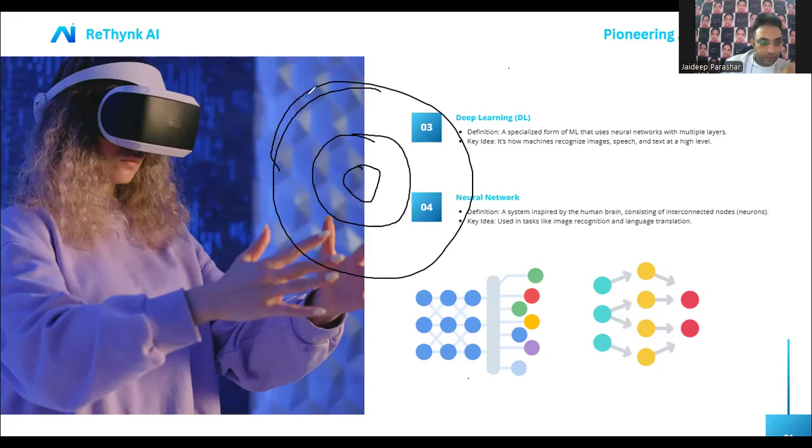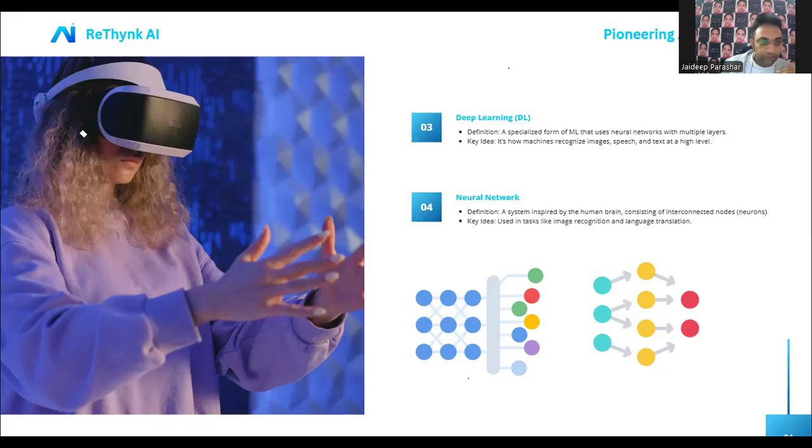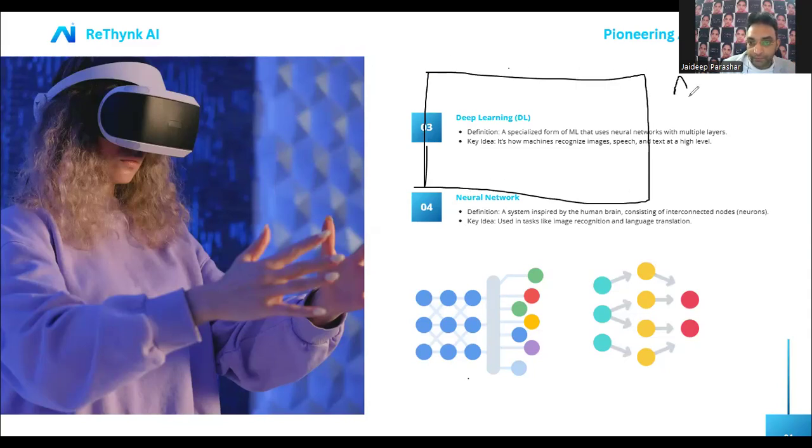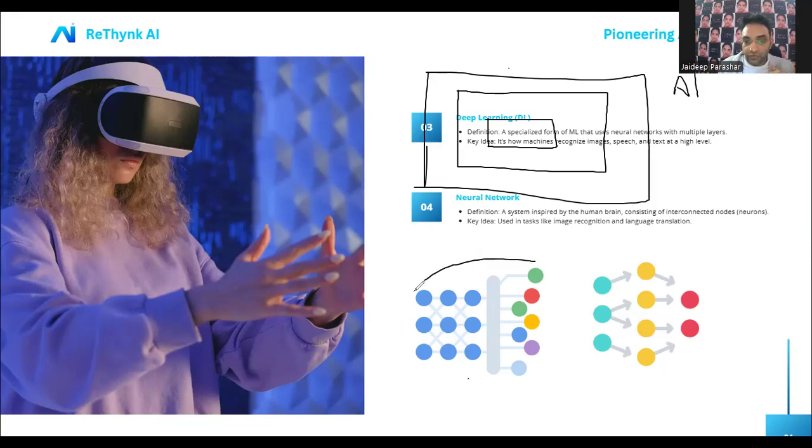Let me erase it and design it again, this time in a different form. Let's say this is AI, and this second circle is machine learning. Then comes the next, which is deep learning. Deep learning is the innermost section. What is the difference between machine learning and deep learning? In deep learning, you use neural networks. I hope you have understood it well.